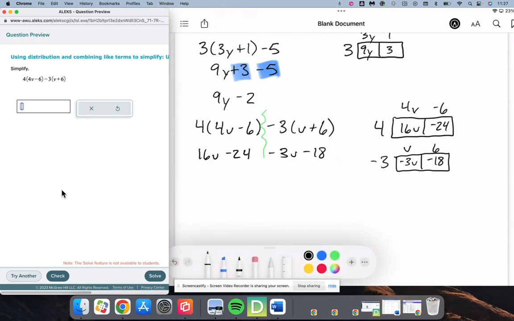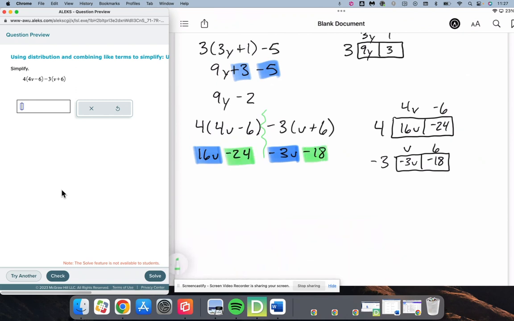Next, we do need to go through and combine like terms. These 2 v's can be combined. These 2 regular numbers can be combined. So 16 minus 3 is going to give us 13v. Negative 24 and negative 18 is going to give us negative 42.